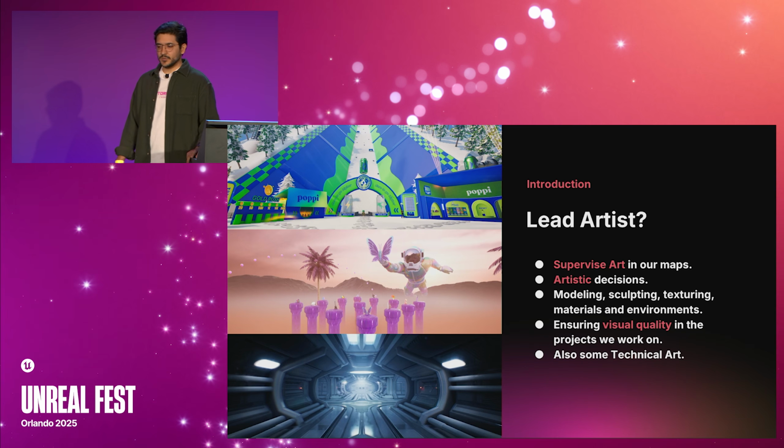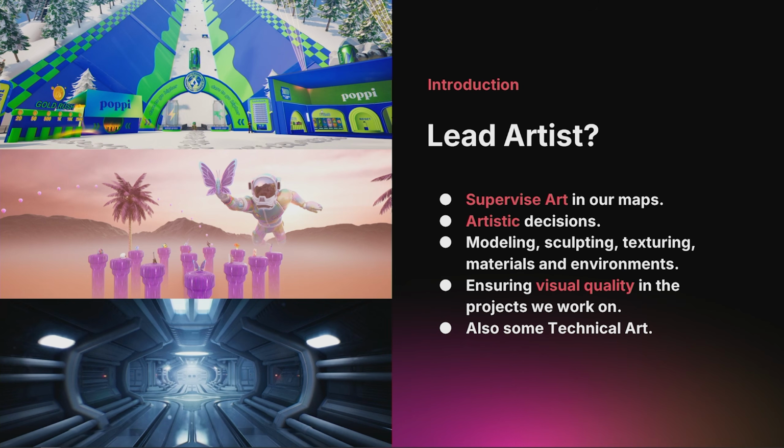So what do I do as a lead artist? Well, mainly I supervise the art in our maps. I'm the one in charge of making the artistic decisions. I also do some modeling, sculpting, texturing, materials, environment. I'm basically a 3D generalist. And I also ensure the visual quality of the projects that we work on. I also do some technical art, which is actually the area this talk is about.